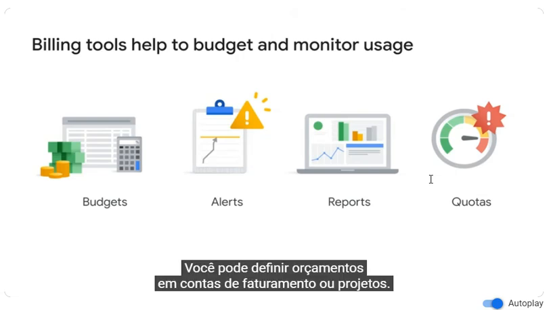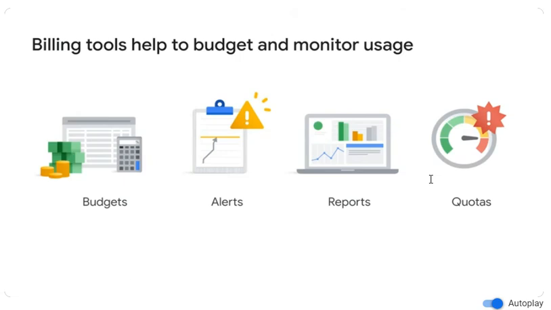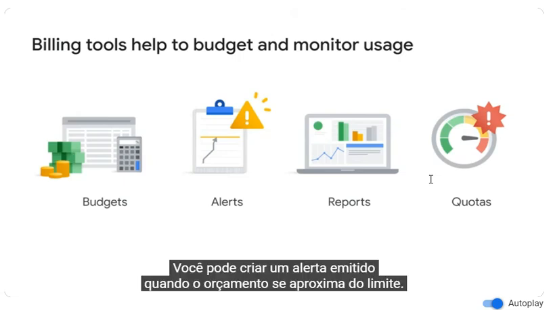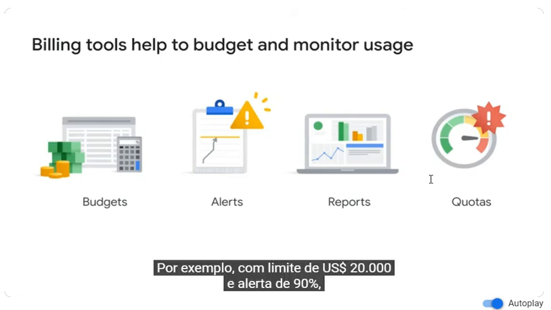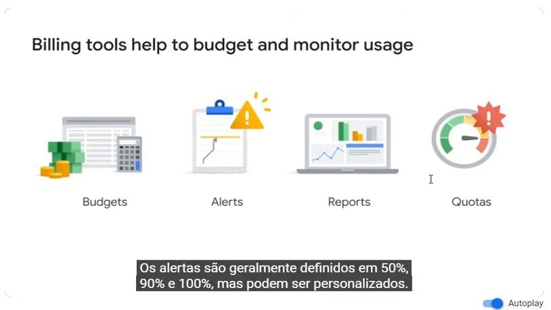You can define budgets at the billing account level or at the project level. A budget can be a fixed limit, or it can be tied to another metric, for example, a percentage of the previous month's spend. To be notified when costs approach your budget limit, you can create an alert. For example, with a budget limit of $20,000 and an alert set at 90%, you'll receive a notification alert when your expenses reach $18,000. Alerts are generally set at 50%, 90%, and 100%, but can also be customized.